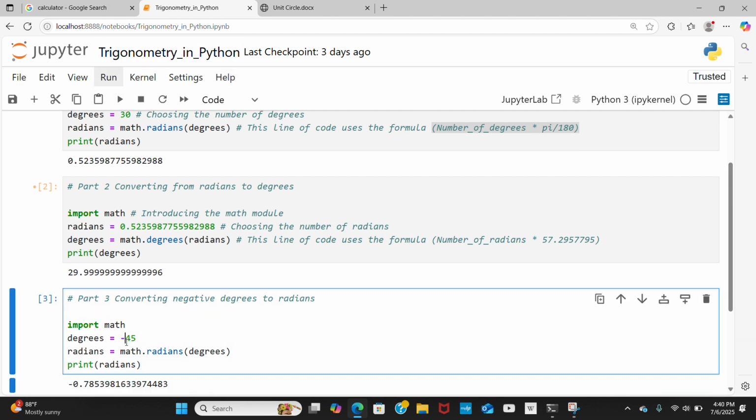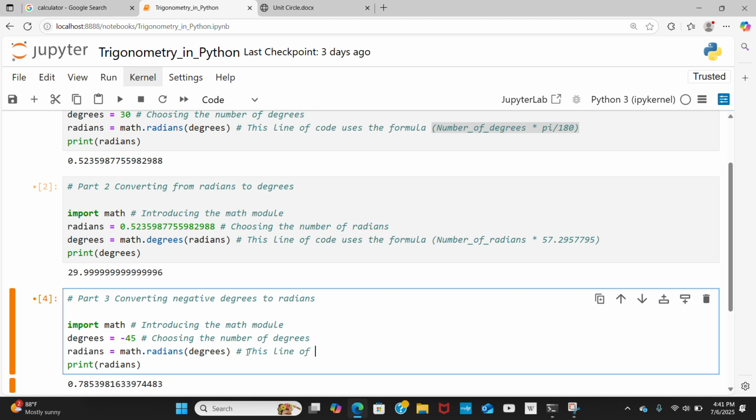So if you change it from negative to a positive, what you get is the exact same number, but without the negative in it. So it's kind of the same thing. You're introducing the math module, choosing the number of degrees.